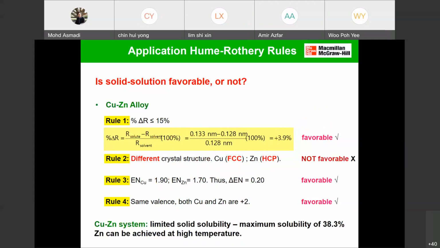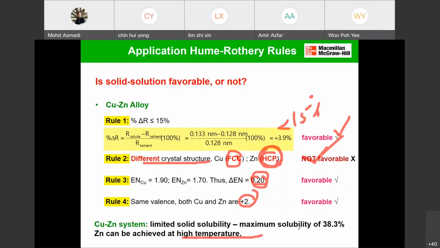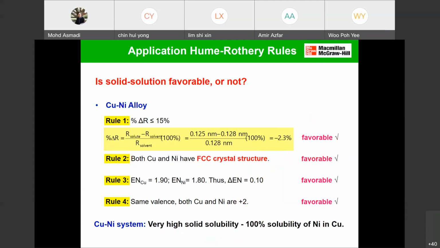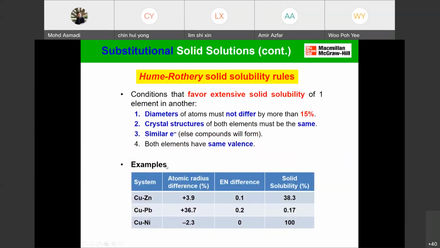How about copper and zinc? The size difference is 15%, below 50%, which is favorable, but the structures are FCC and HCP, meaning different crystal structure, not favorable. In terms of electronegativity difference, it is favorable because it's not really high. And the valence is +2. Only the crystal structure is unfavorable, so the solubility is below 100%. But it can be achieved at higher temperature, with a maximum solubility of 38.3%. Meaning that if not at high temperature, the solubility is much lower. So this is the rule for the substitutional solid solution. You have to remember these Hume-Rothery rules, these 4 rules.